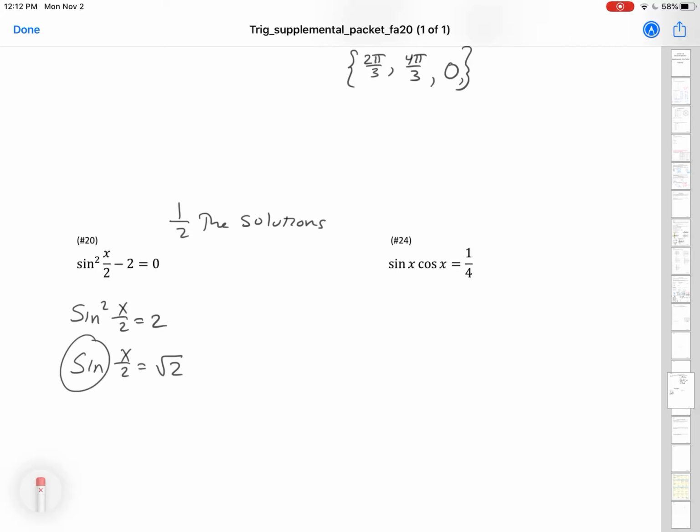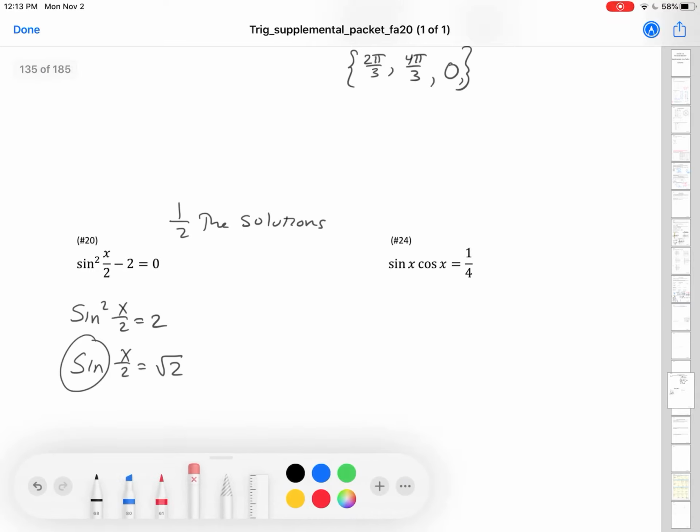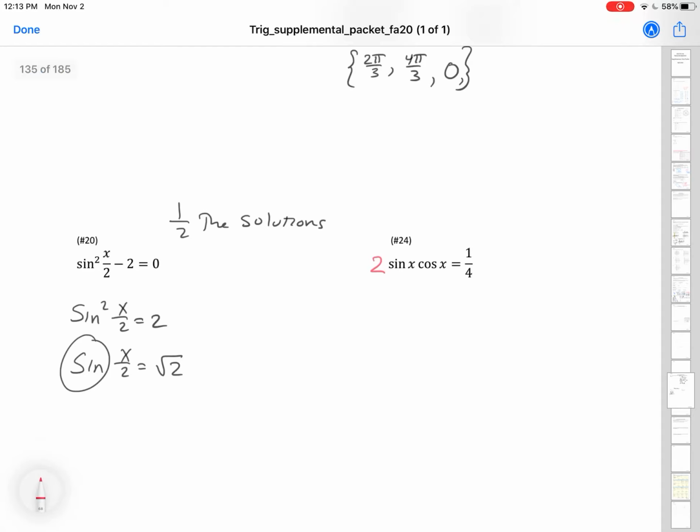I can't switch out sine for cosine because it's not sine squared, and similarly, I can't switch out cosine for sine. So what could I do? I could start to think about all the identities that we have. There's one that I could create. I'll come in here in red. If I put a 2 out in front of there, that's an identity. And if I put a 2 on that side, I got to put a 2 on this side. Otherwise, I'm not balanced in my solutions.